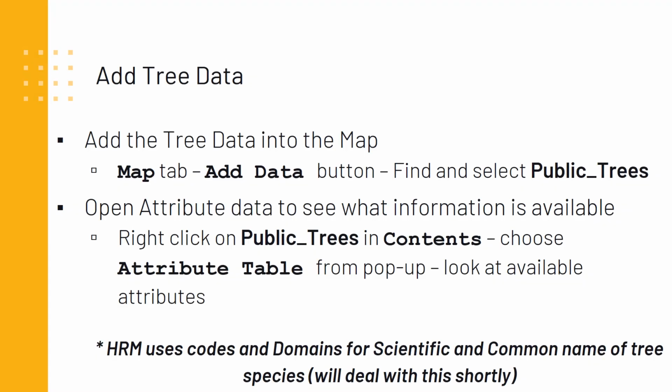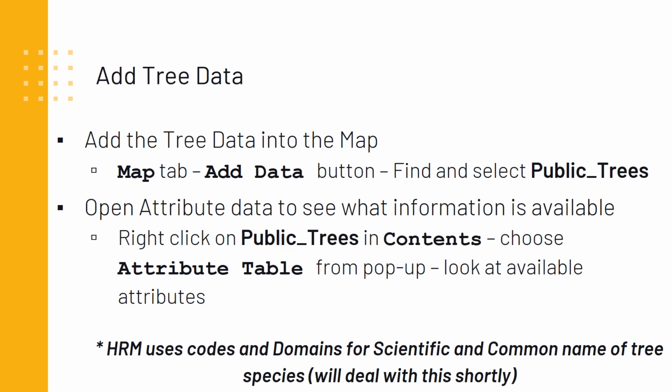Now that we've downloaded the tree data, we need to add it to our map. To do this, go to the Map tab, Add Data button. Then you're going to find and select the public trees that we downloaded. We want to check out the attribute data that comes with this data. To do this, you're going to right-click on Public Trees in the Contents panel on the left side and choose the attribute table option in the pop-up.